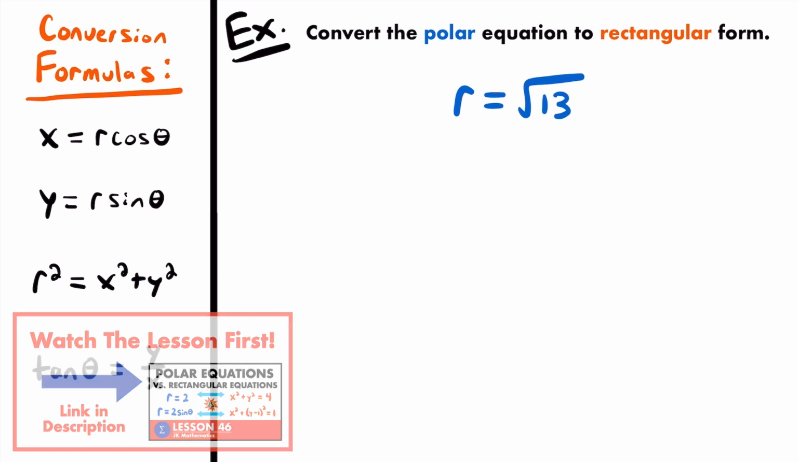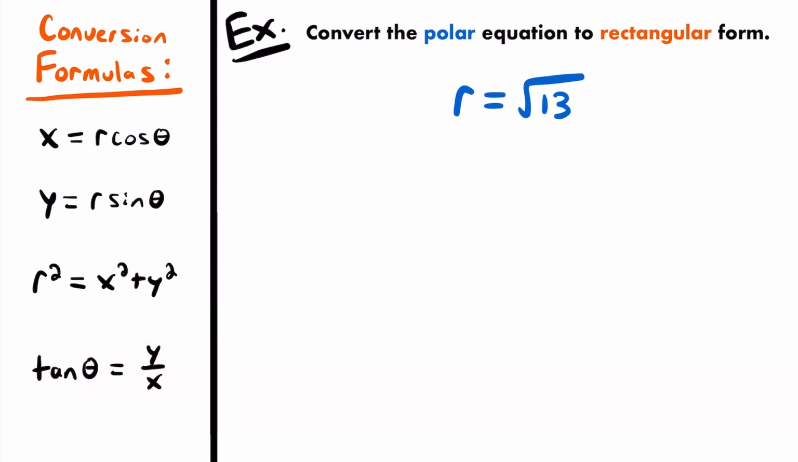All right, but for this video, we're just going to be focusing on doing the actual converting between polar and rectangular. In this case, we have r equals the square root of 13, which only involves r. When you have a polar equation that only involves r, not r and theta, you want to use the equation that only involves r and x and y. You don't want to use a formula that involves theta.